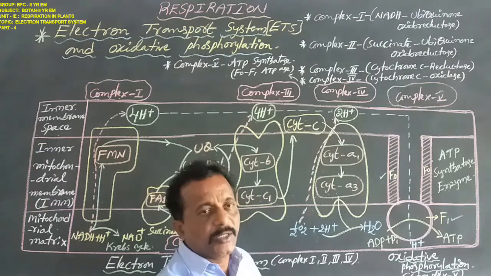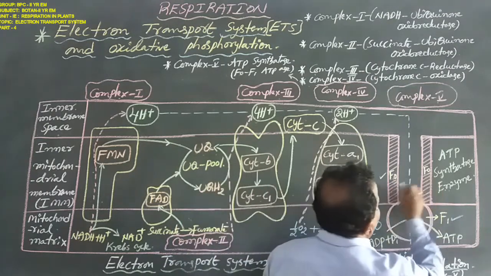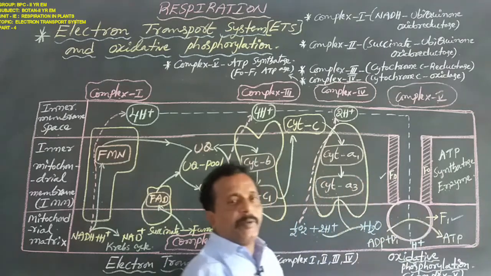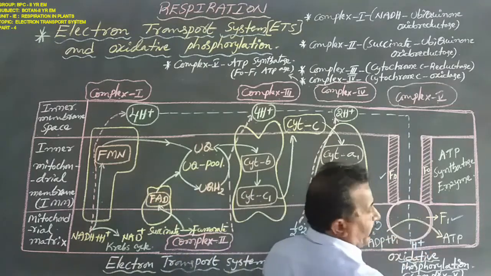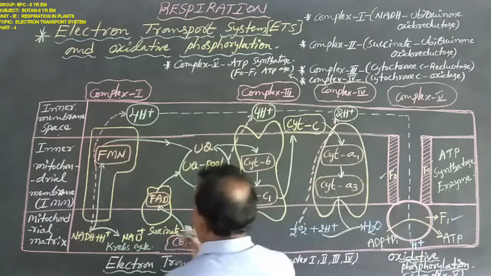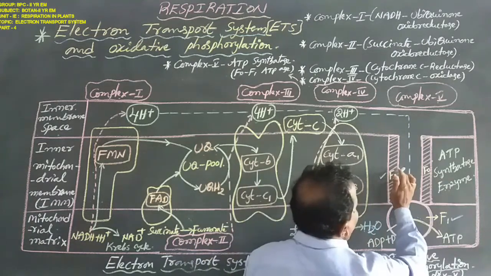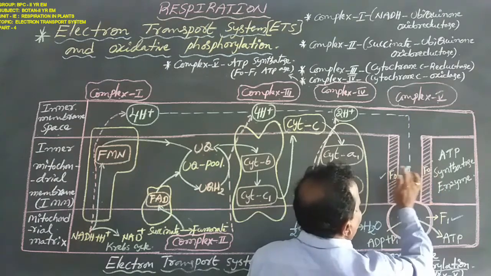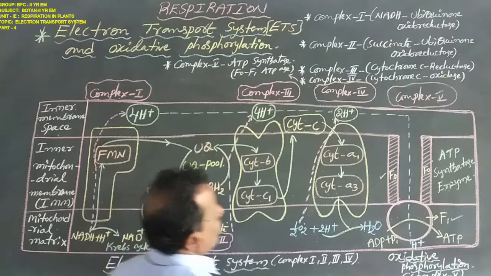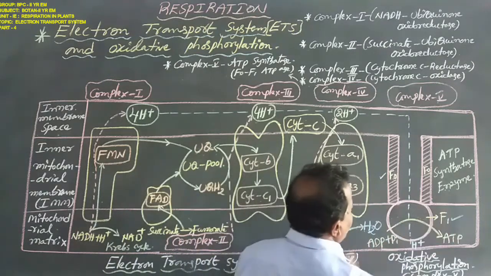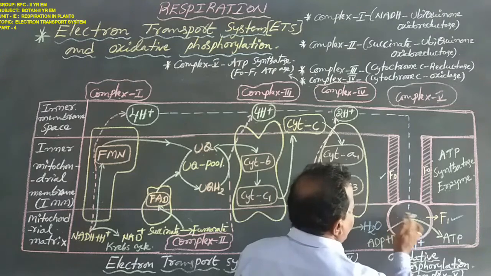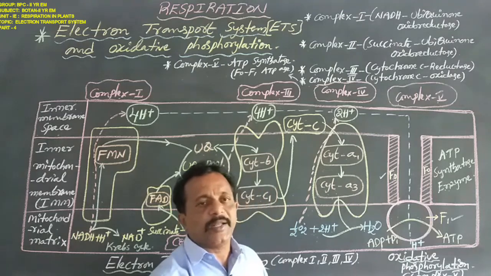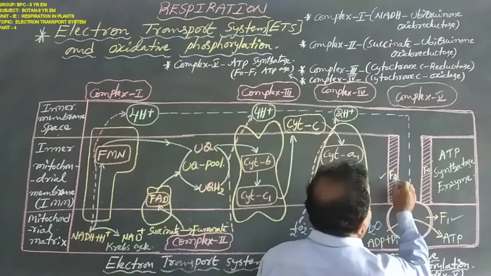F0 is an integral membrane protein. F1 is a peripheral membrane protein, which occurs in the mitochondrial matrix. F0 consists of an integral membrane protein and takes place in the inner mitochondrial membrane. F1, consisting of a peripheral membrane protein, takes place in the mitochondrial matrix. So what is the use of F0?